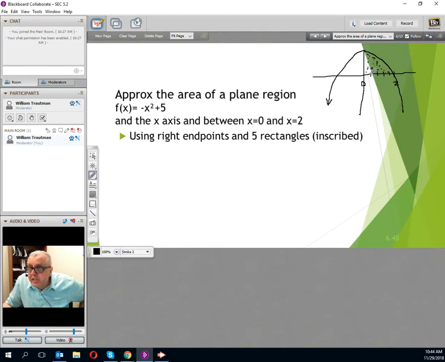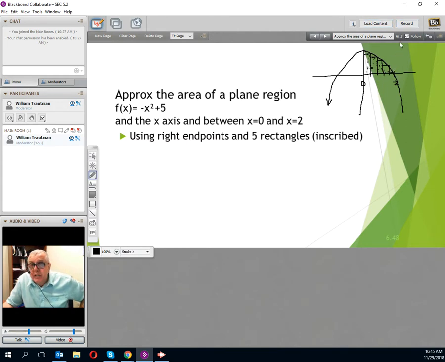At each of these, this is a rectangle, and you go straight up until you hit the graph and come over. Straight up, hit the graph and come over, and again for each one. If you look, I have 5 rectangles. This last one's kind of small. I don't think I drew it exactly right.